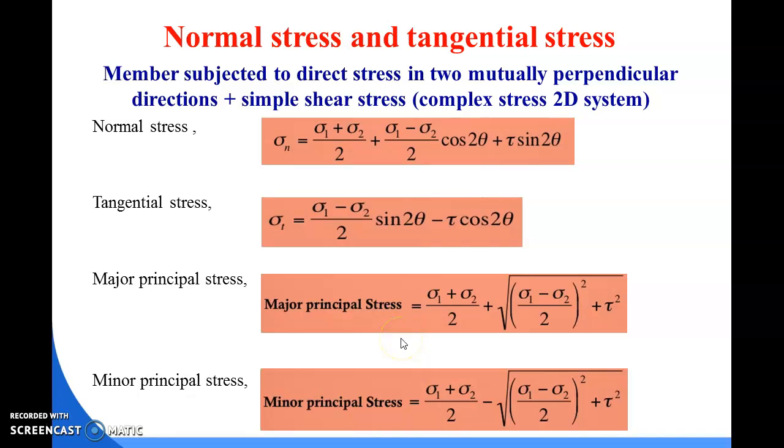Okay, so you can find the major principal stress by evaluating the formula (sigma 1 plus sigma 2) divided by 2 plus the square root of ((sigma 1 minus sigma 2) divided by 2) to the power 2 plus tau squared. For the minor principal stress, you use this same formula, only you change the positive sign to negative. Otherwise, the formulas of the major and minor principal stress are equal. Okay, so this is all about normal stress and tangential stress for direct stress in two mutually perpendicular directions with simple shear stress in a 2D system. This is only for a two-dimensional system, and it is also known as the complex stress 2D system.